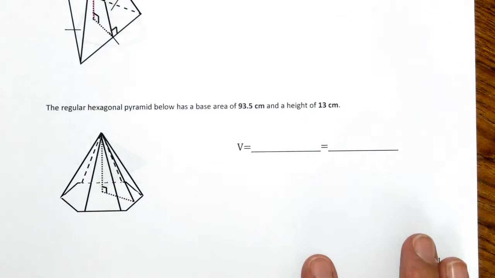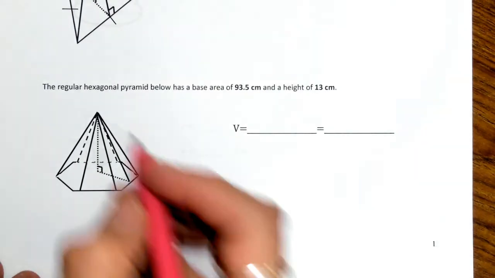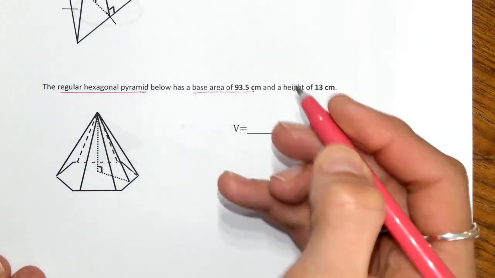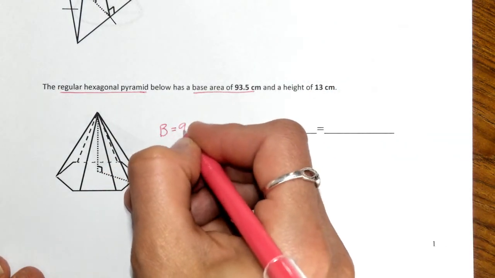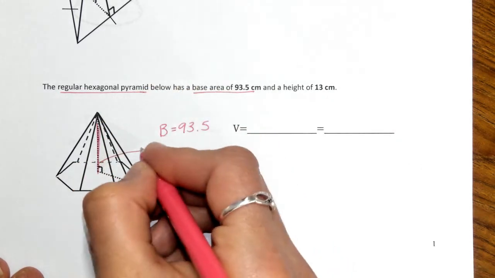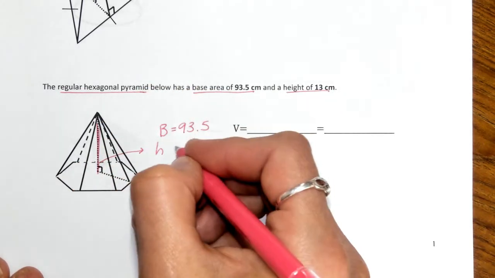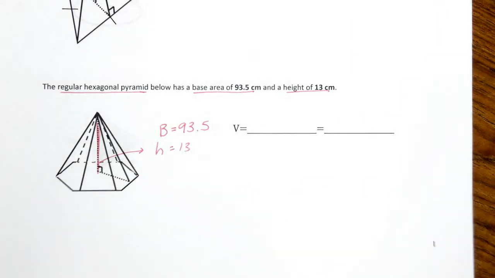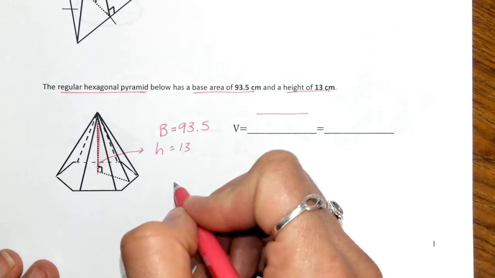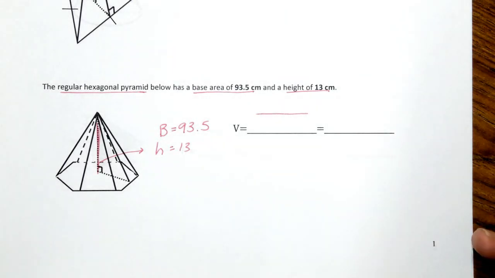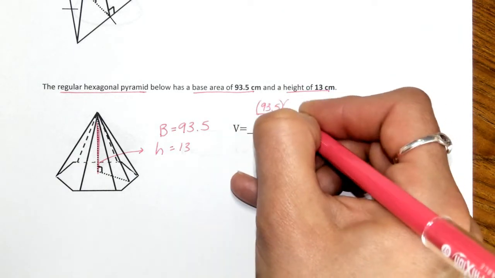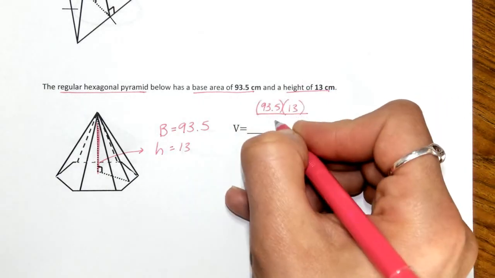Next, your hexagonal pyramid. Okay, it even tells you it's a regular hexagonal pyramid. We're giving you the base area, so big B is 93.5, and your height right here, height of 13 centimeters. So we gave you everything. You just have to plug in. You have to make sure you're using the right formula too. We do have area of the base times height divided by 3. So big B, 93.5, times the height of 13 divided by 3.